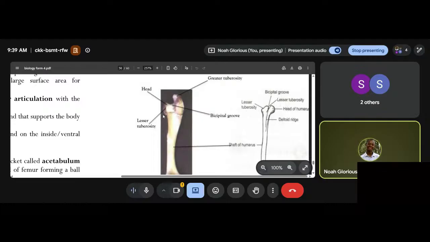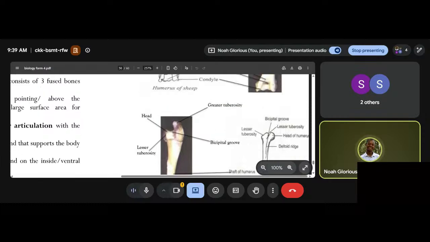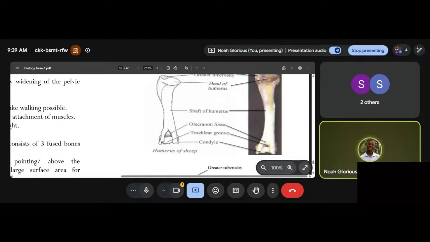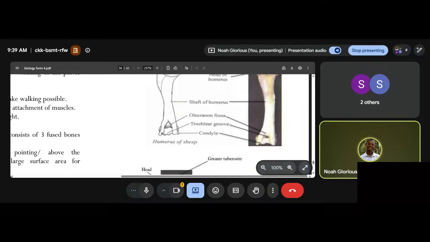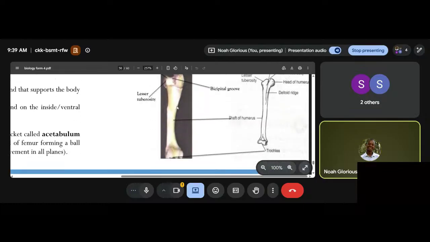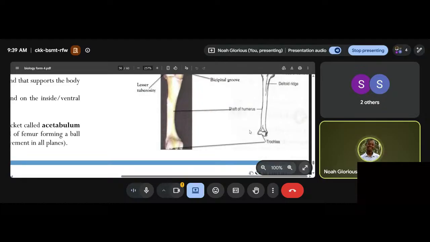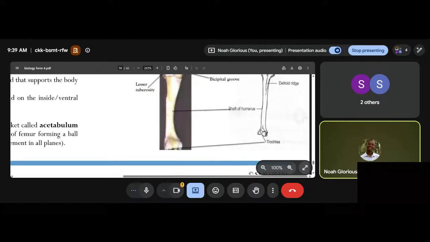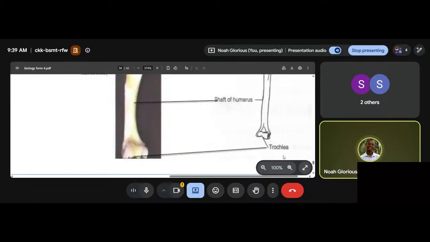And then at the bottom, there is what we call the lesser tuberosity. Now this one will also lock from the bottom. And then the shaft. We already talked about the shaft, the very tall one at the bottom. And then we have something at the bottom here that we call the trochlea. This one is where the radius enters in and then locks.